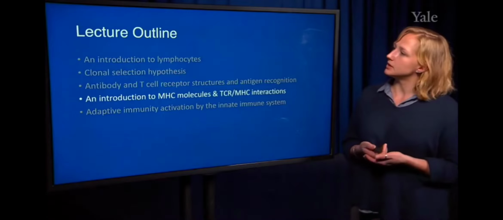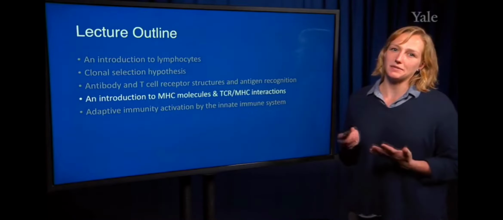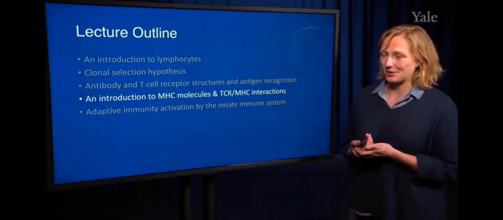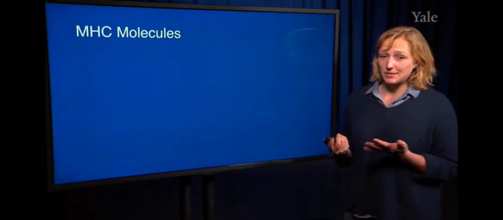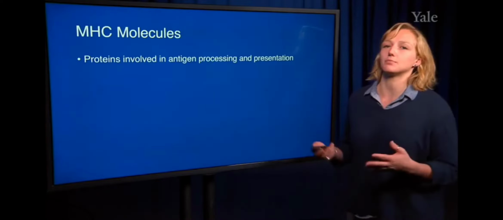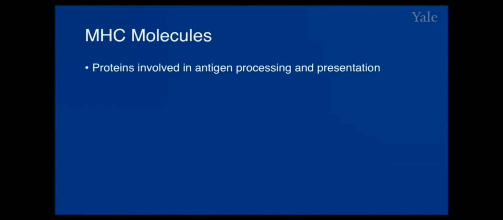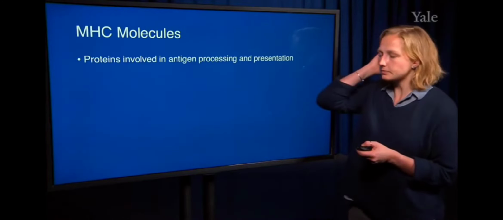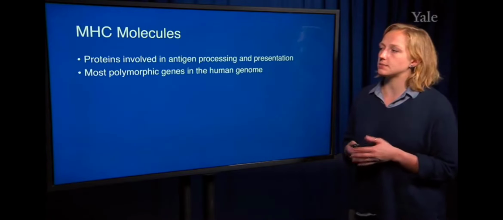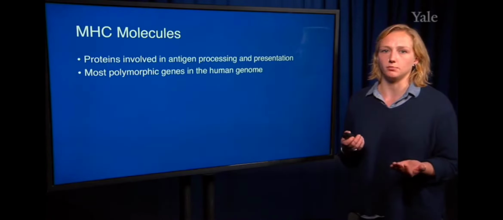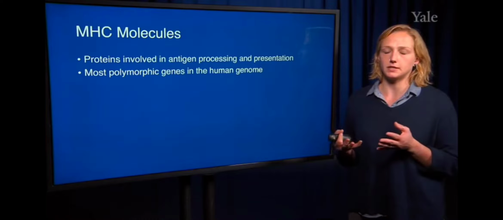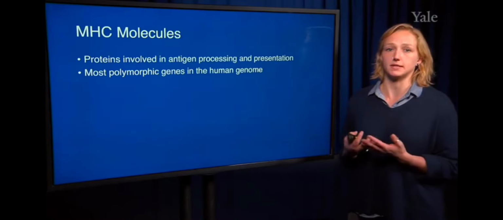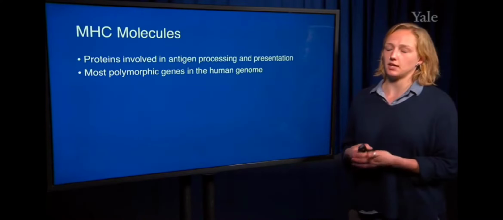So let's dive into a little bit more of what MHC molecules are. MHC molecules are proteins that are involved in presenting antigens to T-cell receptors. So these molecules are really important in activating our T cells. And these are also the most polymorphic genes in the human genome, allowing for these proteins to display as many molecules as they possibly can, such that we have a very diverse T cell response.